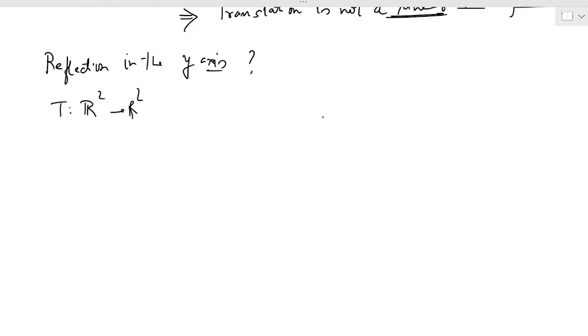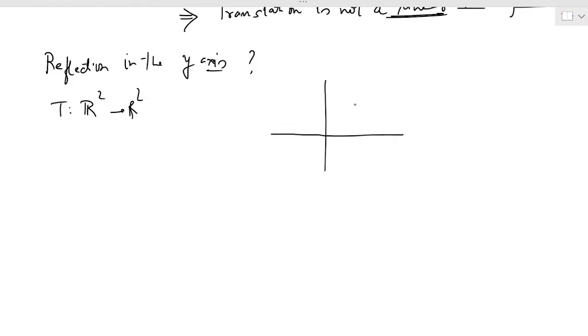Okay, now let us do another case. I have done reflection along the x-axis. Try to do reflection along the y-axis, and check whether this forms a linear transformation or not. So let's say I want to define a transformation from R square to R square, which represents the reflection along the y-axis. What is reflection along the y-axis?